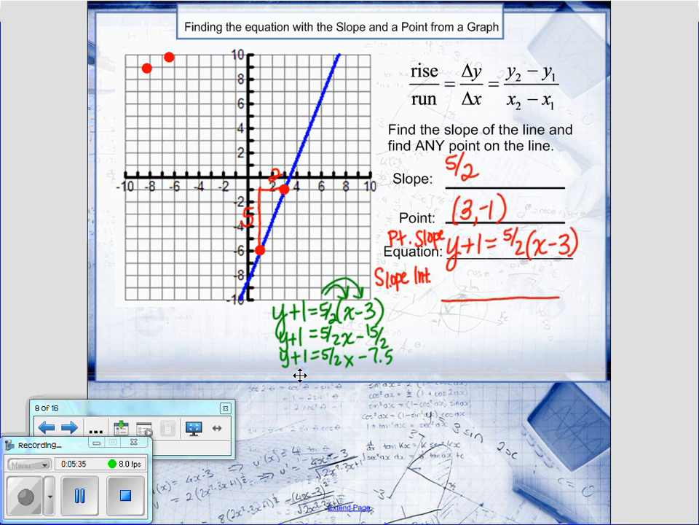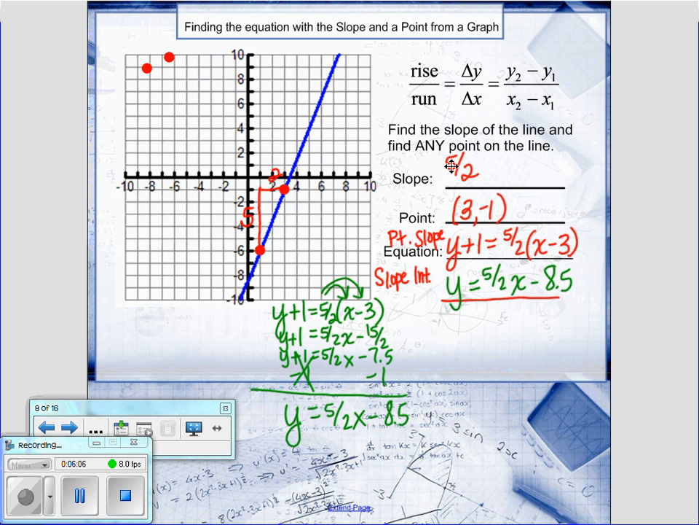There we go. So I'm going to actually go ahead and subtract 1 to combine the like terms. So now I'm left with y is equal to 5/2 x, and then if we subtract 1, we actually get -8.5. Okay? So y equals 5/2 x minus 8.5.